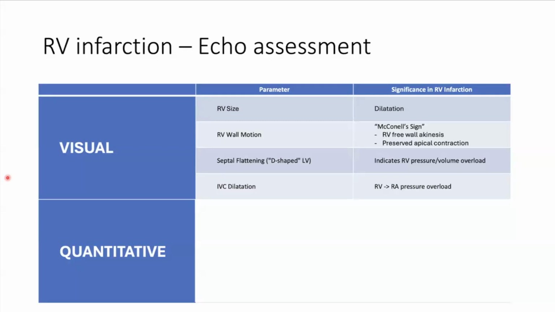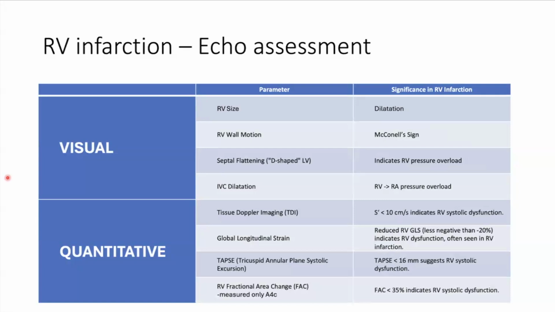You also have septal flattening, so indications of pressure or volume overload. IVC dilatation, which is just a reflection of increased pressures in the right ventricle. Okay, so in terms of quantitative assessment, the two most common ones that we typically use in the cath lab are TAPSE and tissue Doppler imaging of the tricuspid annulus.